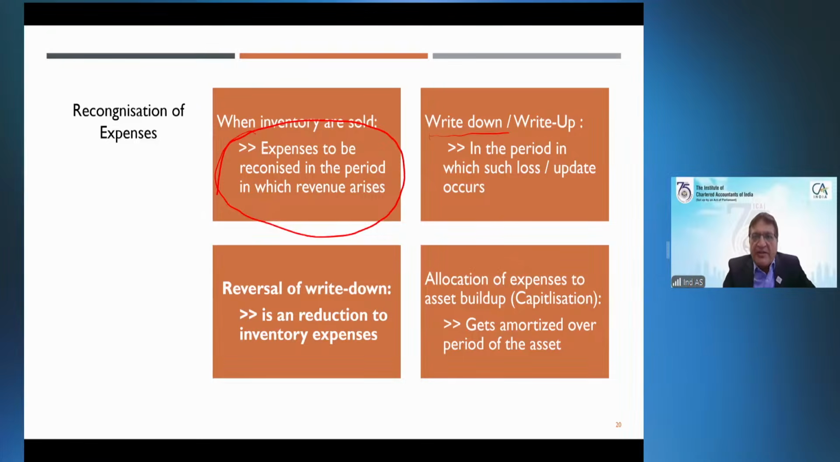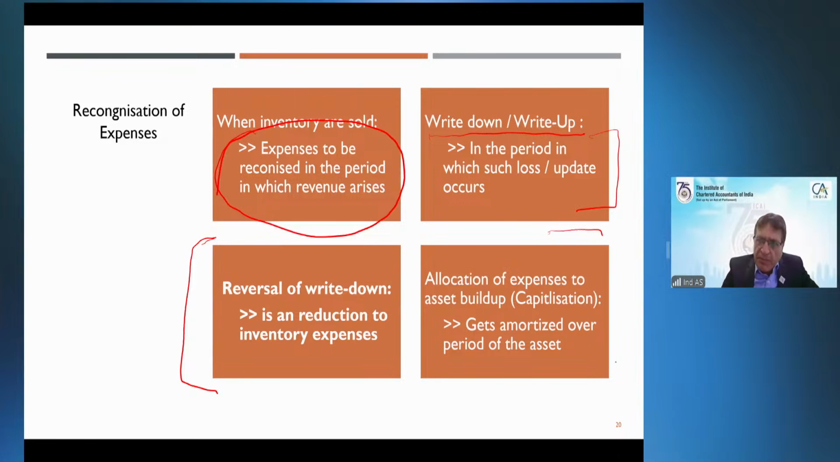Write down and write up, that is the NRV testing, is also in the period in which either the loss has happened or the update has occurred. Reversal: when I reverse the write down, that means I'm creating some profit. The question is whether it will go in enhancing the value of inventory or become other income. Certainly, a reversal of write down is a reduction of inventory cost, so it doesn't go as other income.